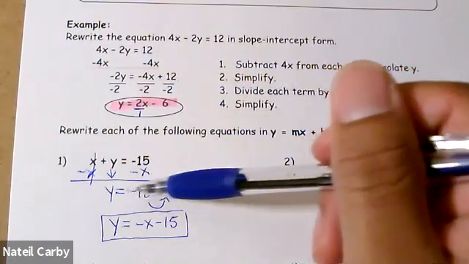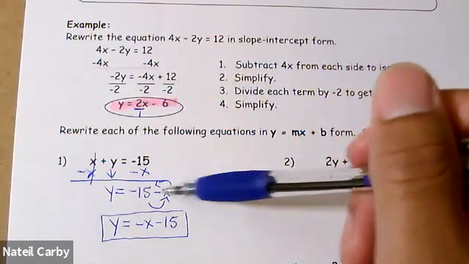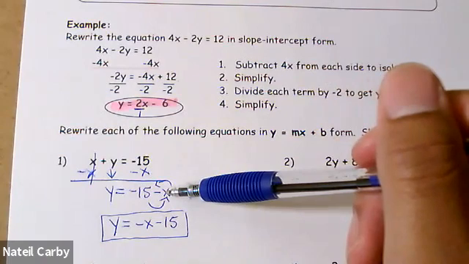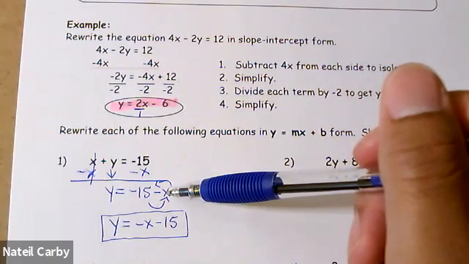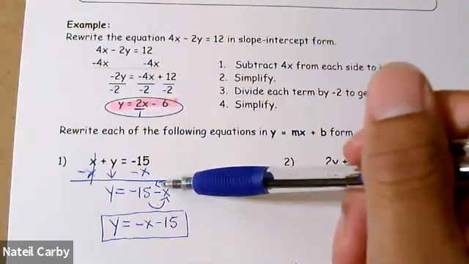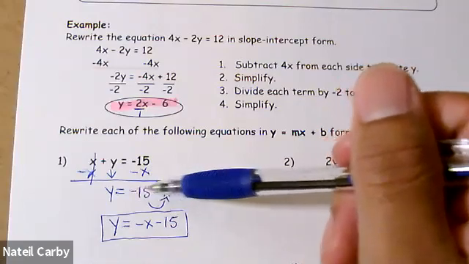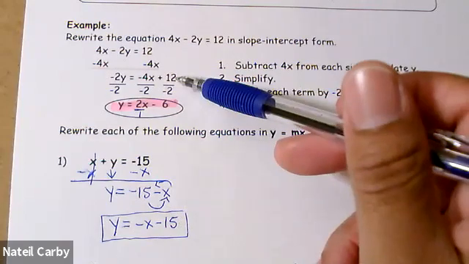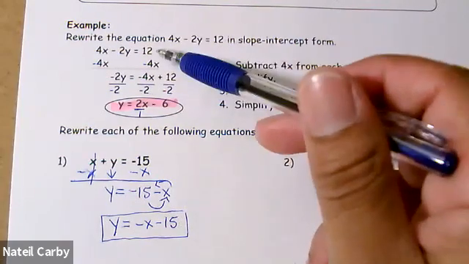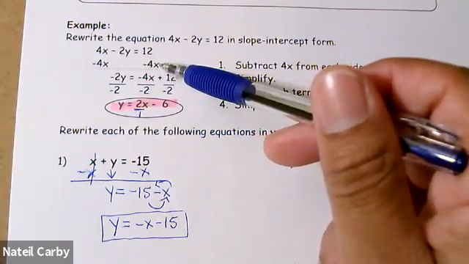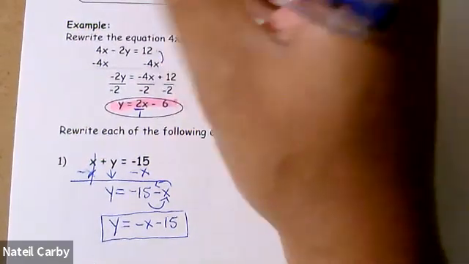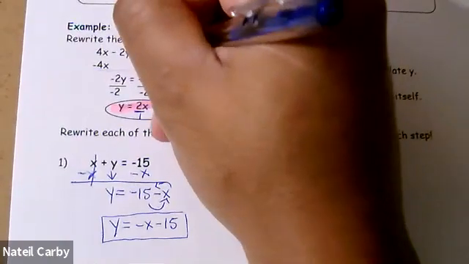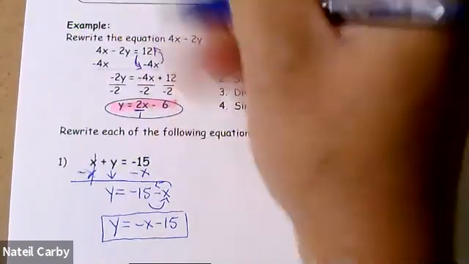Again, technically, I could leave it like this, right? But slope-intercept form, I want to put my slope in front. That's the only reason why I kind of turn things around. That's what they did up here, actually, right? They did 12 minus 4x, but they switched it around.